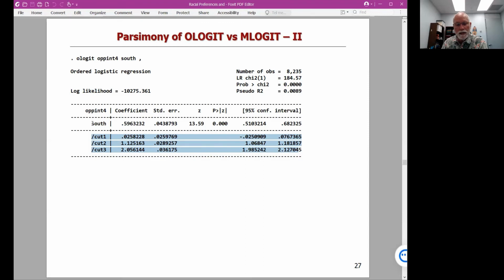So the literal interpretation of this coefficient is that because we're focusing on the South, and South is coded 0, 1, 1 if you're in the South, 0 if you're not, that means that these cut points generate a relative frequency distribution for people in the non-South. And then for Southerners, we add this logit coefficient to all 3 of these separate cut points, and we get a new set of cut point coefficients for the South. Those coefficients will imply a new frequency distribution.